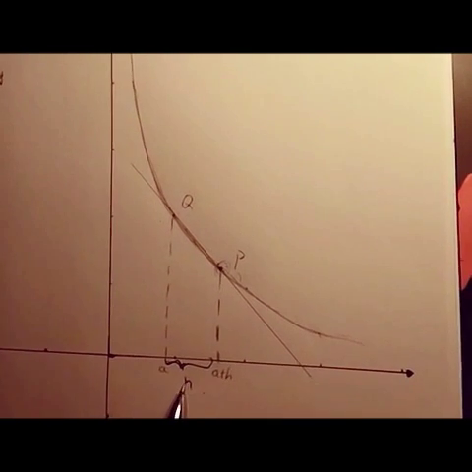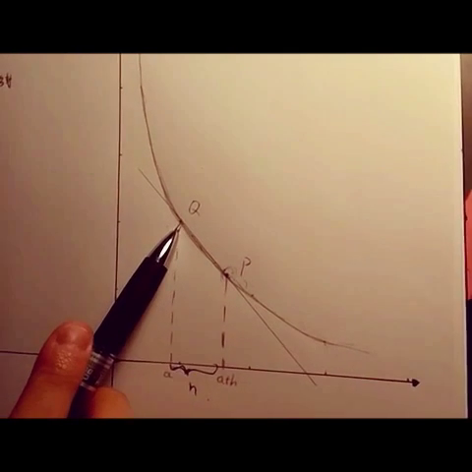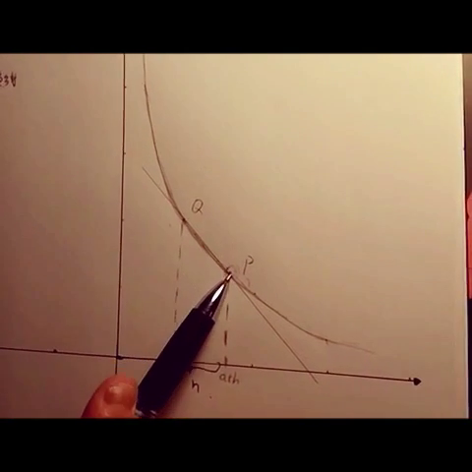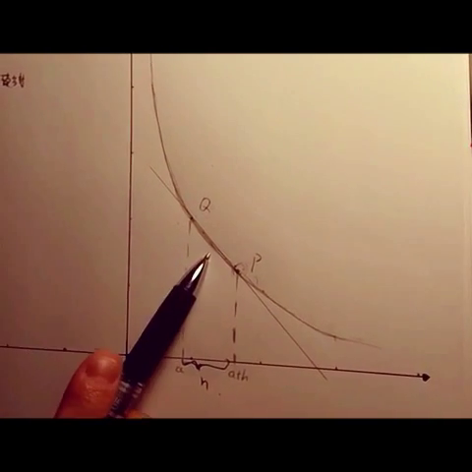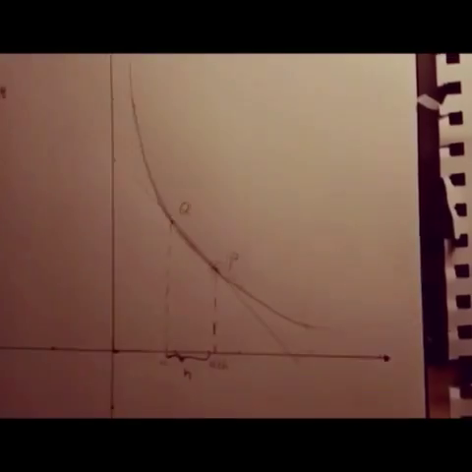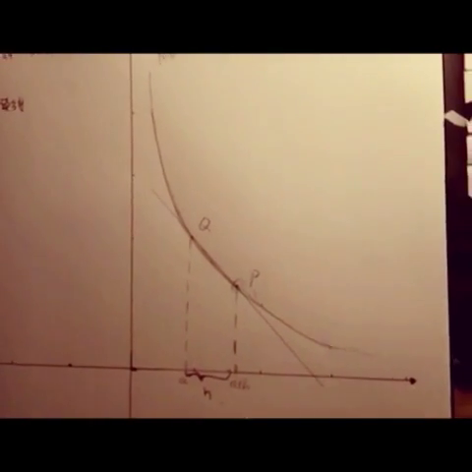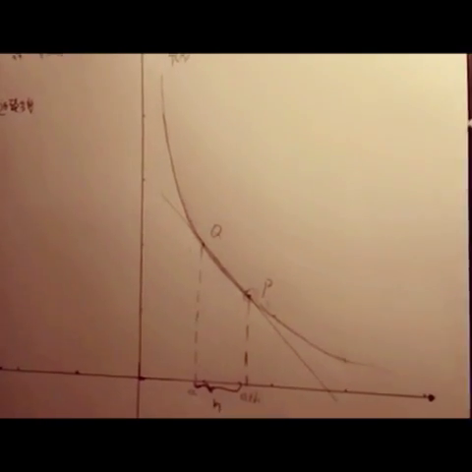If h is very close to 0, it means the point Q is moving to point P. So this secant is maybe not a secant anymore, it changes to become a tangent. So like I just said, for question 2, the answer is centered intervals.